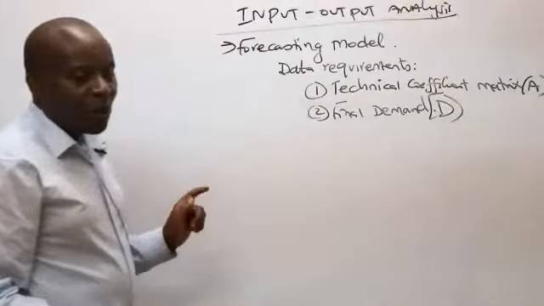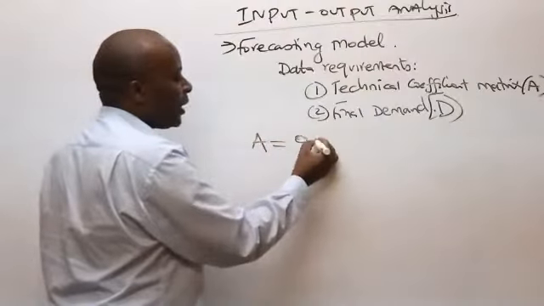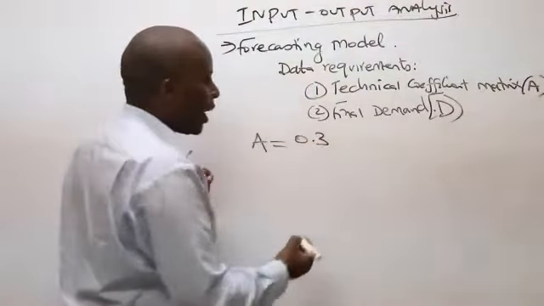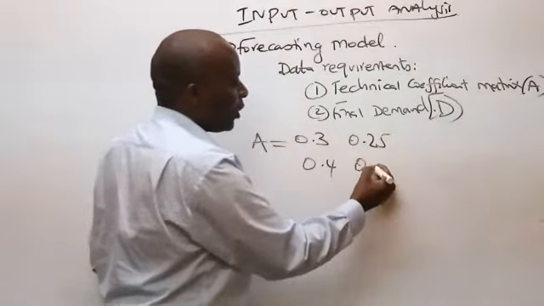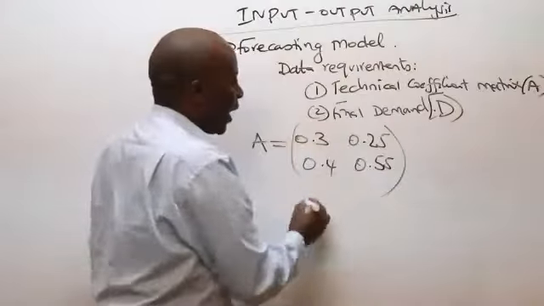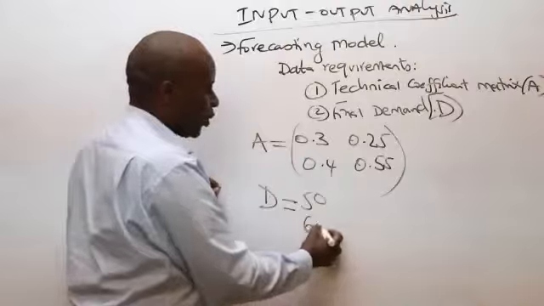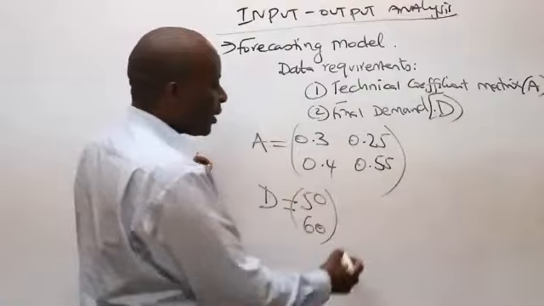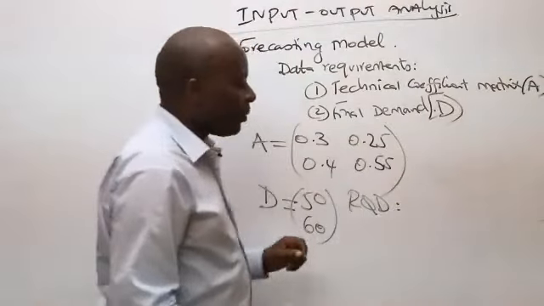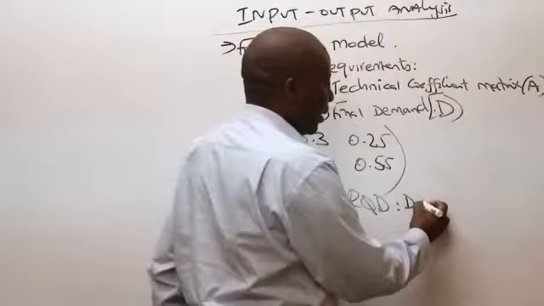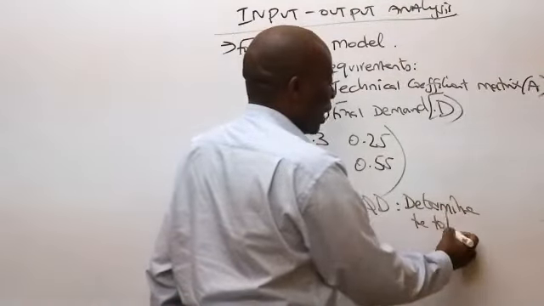So we want to look at a situation where A is given to us. If A, for example, is given as 0.3, 0.4, 0.25, and 0.55, like that. And then they have given us the final demand as 50, 60. And then we are required, ladies and gentlemen, to do something very easy: to determine the total output.